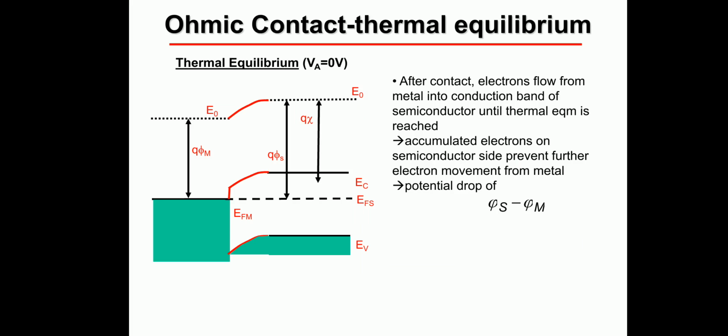After contact, electrons flow from the metal into the conduction band of the semiconductor until thermal equilibrium is reached. Accumulated electrons on the semiconductor side prevent further electron movement from the metal. That is, the potential is reduced to phi s minus phi m. So this will happen for an ohmic contact at equilibrium condition. Next, we can see what will happen to this ohmic contact if it is forward biased as well as reverse biased.